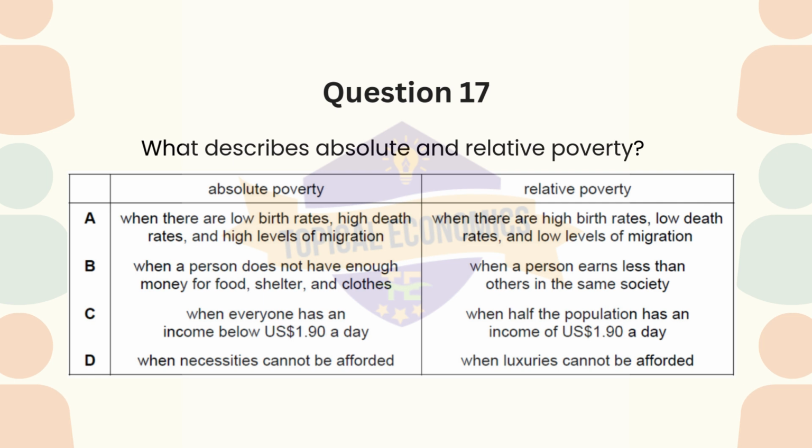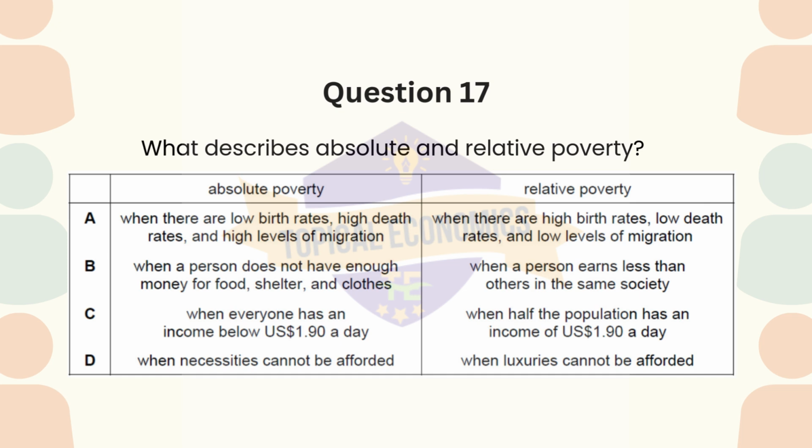Coming to question number 17. This is from 2018 October-November paper, version 3. What describes absolute and relative poverty? And they have given us options. Option A, absolute poverty when there are low birth rates, high death rates and high levels of migration. So when we look at this option, this does not define absolute poverty. It focuses on demographic factors rather than economic capability. So this option is incorrect.